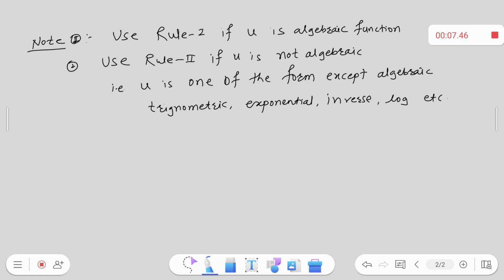These two statements are for when u is a function of two variables. If u is a function of three variables, we use the next two statements. The first two statements are for two variables.